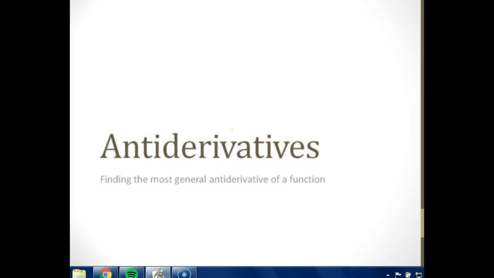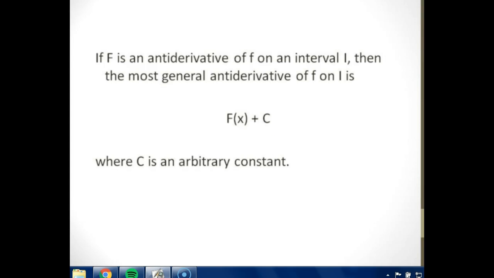So I gave you the 6 trig ones again, just to help remind you to review them and have them in front of you. We already did this definition, but I want to give it to you again. It says if f is an antiderivative of lowercase f on an interval I, then the most general antiderivative of f on I is capital F of x plus c, where c is an arbitrary constant.